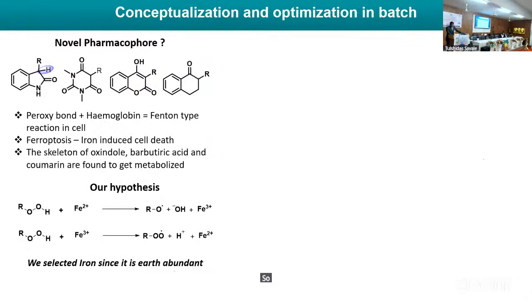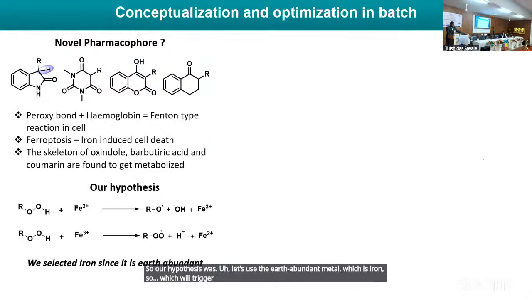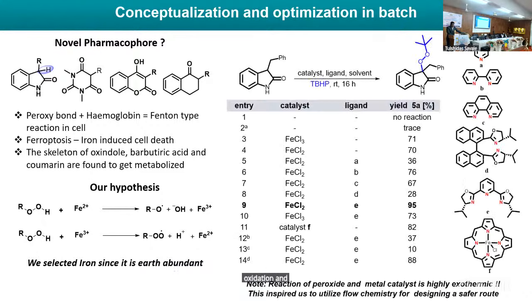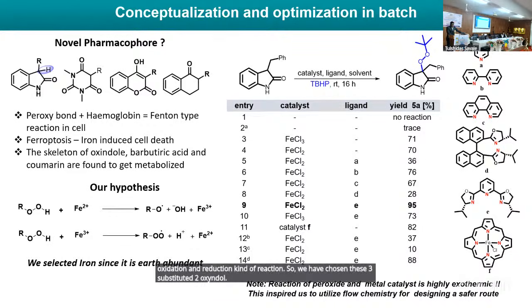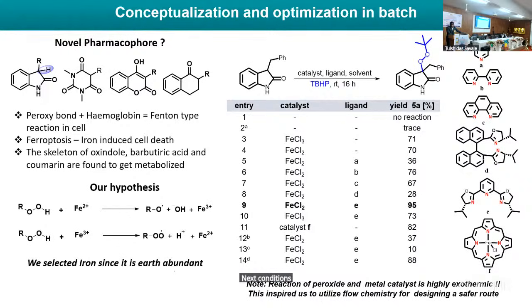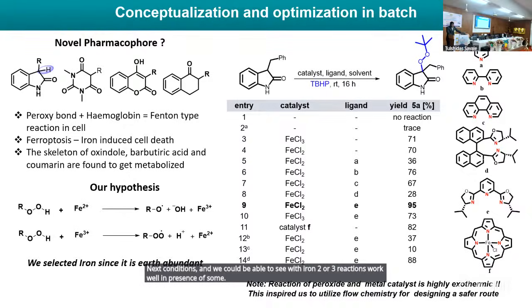So our hypothesis was, let's use the earth abundant metal, which is iron, which will trigger Fenton type chemistry, which will generate some radicals, and it will undergo some oxidation and reduction kind of reaction. So we have chosen these three substituted 2-oxyindoles in order to do the optimization. Initially we started reactions without any catalyst, as a control experiment. It didn't give any reaction, and then we screened our next conditions, and we were able to see that with iron 2 or 3, the reaction worked well in the presence of some nitrogen containing ligand.